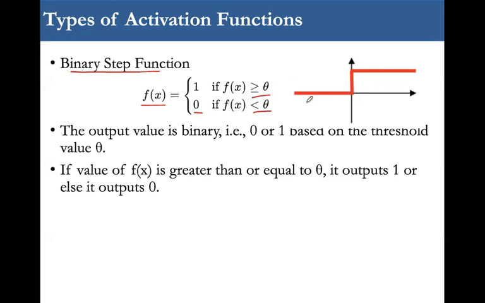So here this shows the step function. This is the x-axis and this is the y-axis. It can be either 0 value or it can be 1 value. So directly it steps up from the 0, it directly steps up to 1. So that's why it is said to be binary step function.